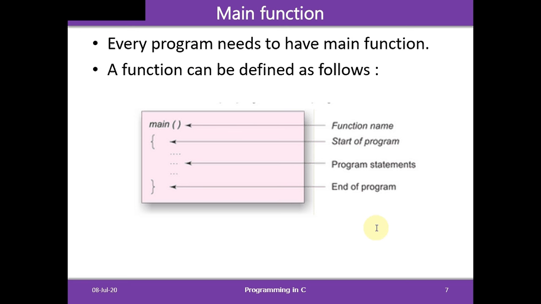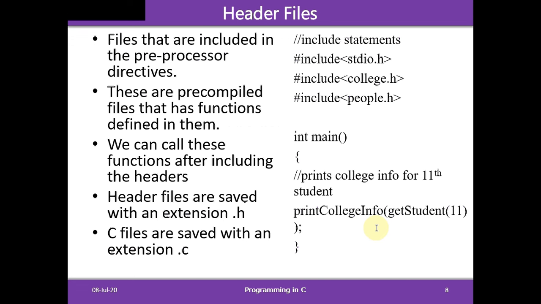Main is a function name, and the open and close parentheses represent a function. Arguments can be given in between these parentheses. After that, the curly brackets mark the start of the program. Several program statements may be included here, and at the end you need to enclose it with the closing curly bracket. In this manner, all functions can be written. The main function follows the same syntax as given here.